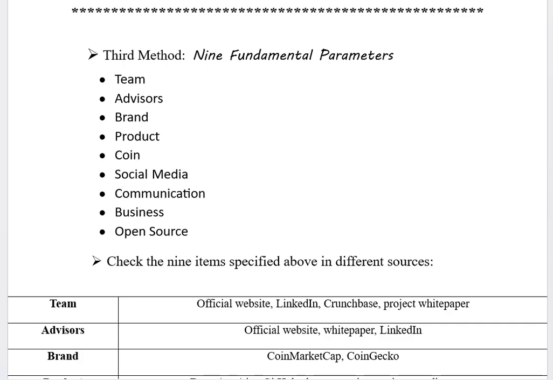Okay, the fifth parameter, the coin, checks if this cryptocurrency has the capability for 1,000 transactions per second, for example, and whether this cryptocurrency has shown progress over time. The sixth parameter addresses the level of activity of the cryptocurrency's team members on social media.